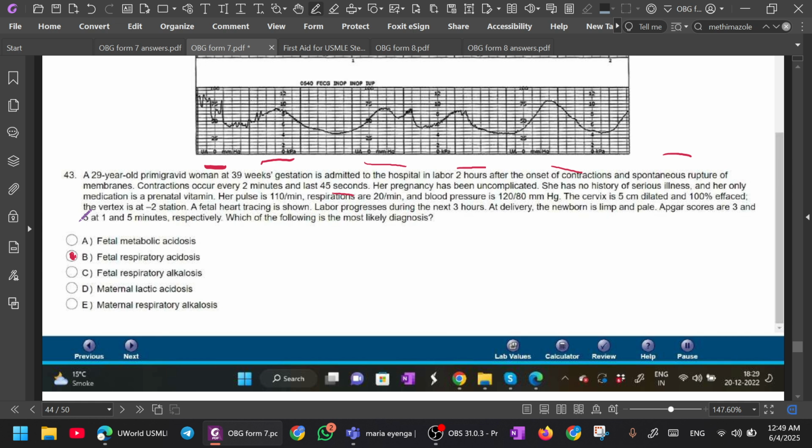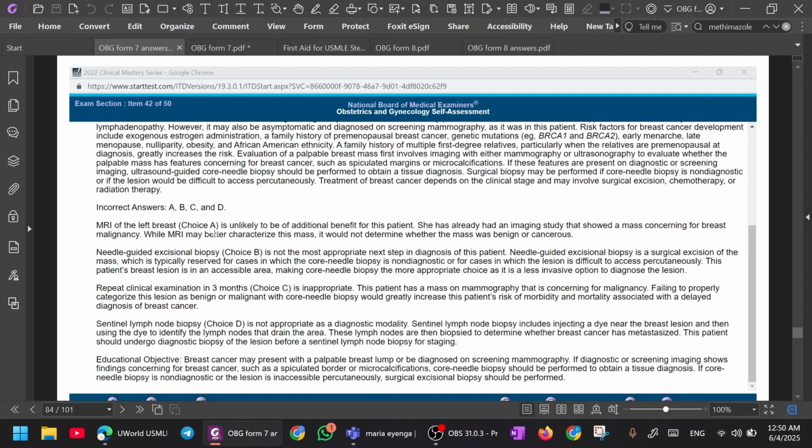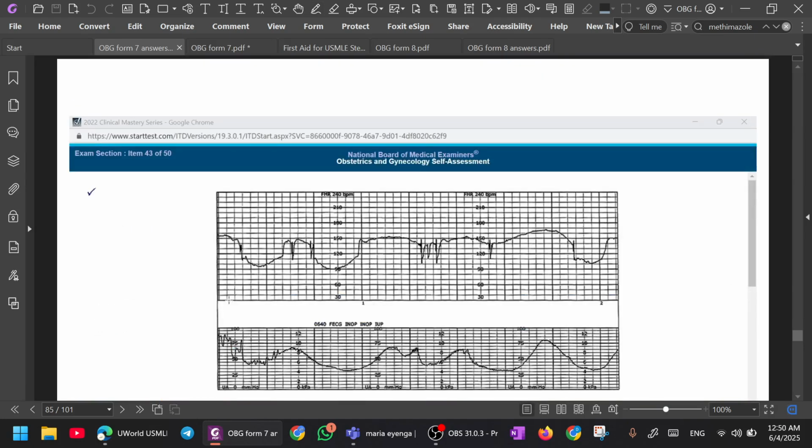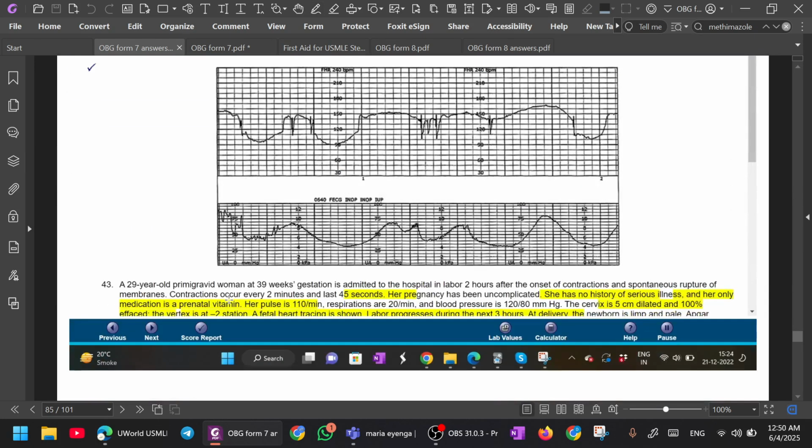I don't know this one. It is very new. Okay. Ready. Wait, which one is it? This one. It is fetal metabolic alkalosis. Health. Acidosis. Oh, acidosis, sorry.